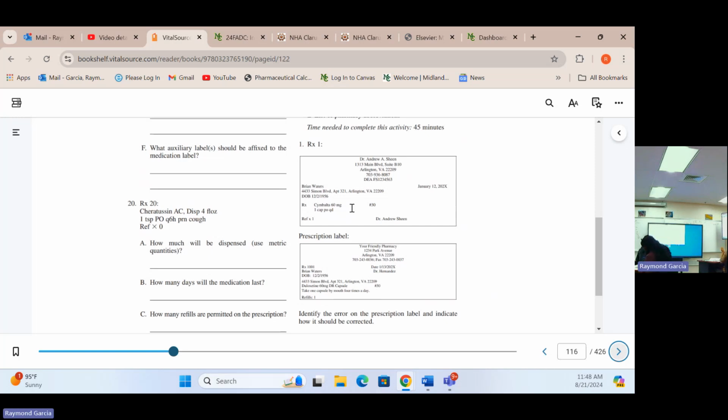Duloxetine. So this is where y'all have to kind of look it up. I would ask Google, what's the generic to Cymbalta? Because duloxetine is the generic name for Cymbalta. So do you just put what it should be on these lines, because it says indicate how it should be corrected?